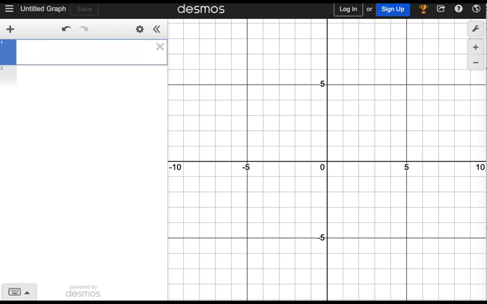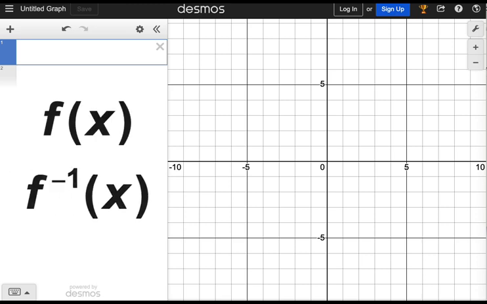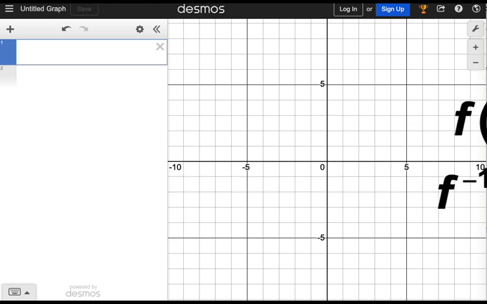In this video, we'll be starting with a linear function, f of x. We'll find its inverse function, f inverse of x. Then we'll look at the composition of these two functions.